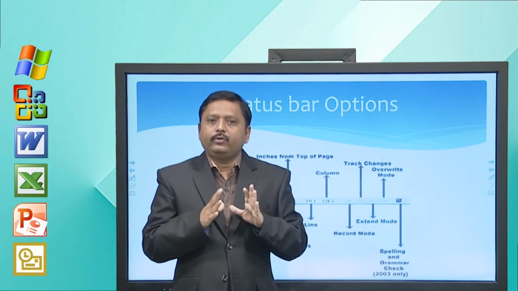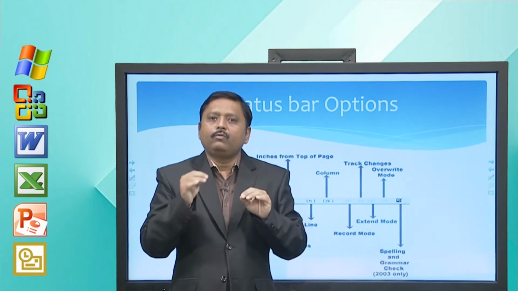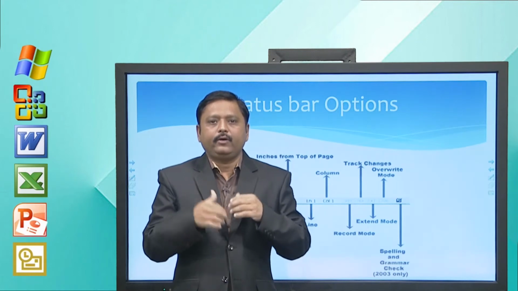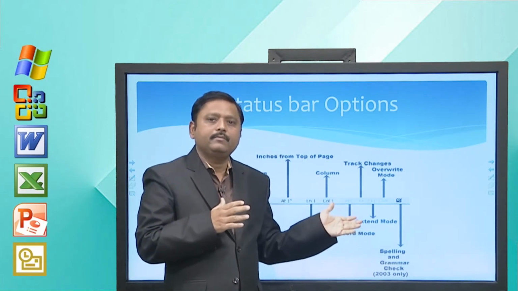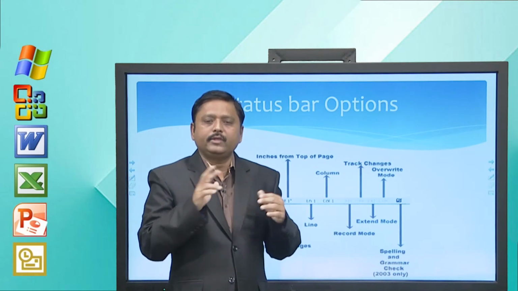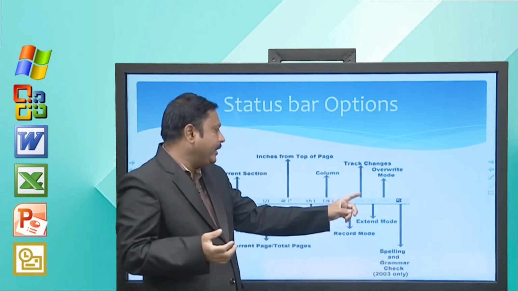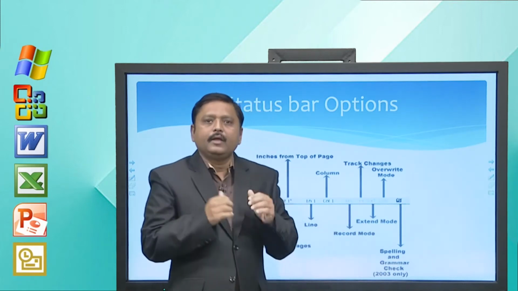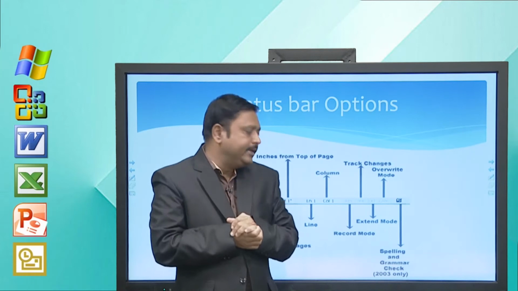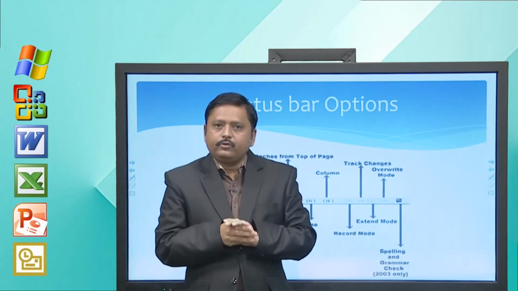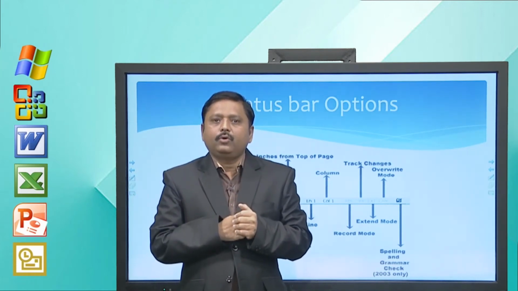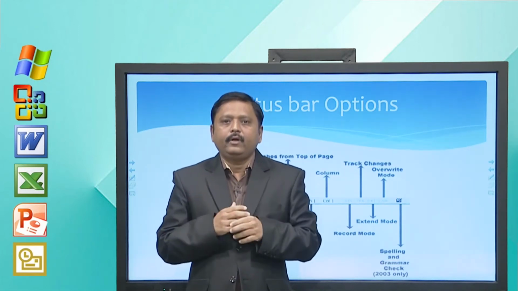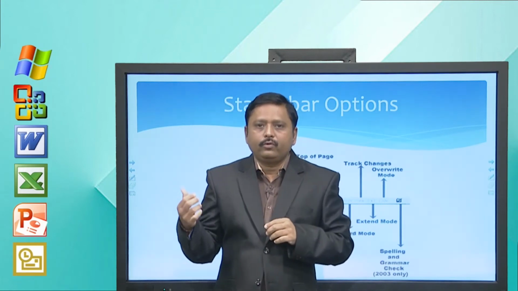Suppose you do not want to do that, that means overwriting. What you have to do is simply press the Insert key again, so that it toggles, and again this mode becomes insert mode. So, there are two modes, insert mode and overwrite mode, which is indicated by this. And lastly, it shows spelling and grammar check. This is only available from 2003 onwards. So, I hope you understand the status bar. It displays many useful pieces of information. Now, let us move to the next topic.